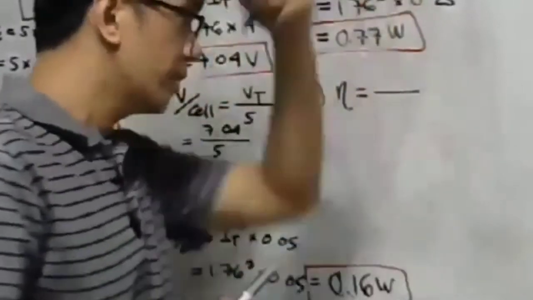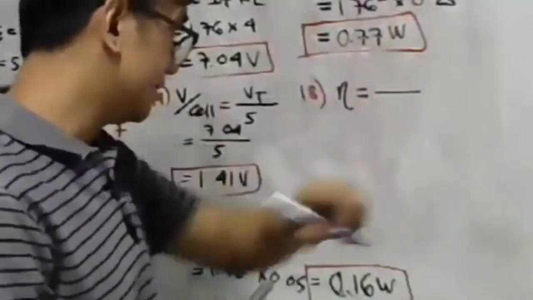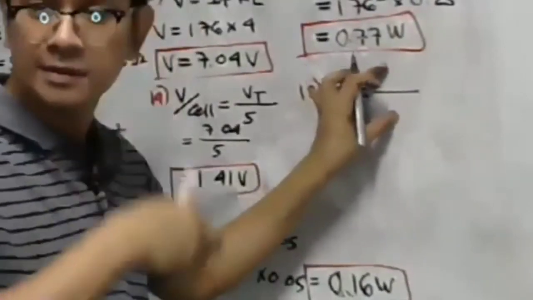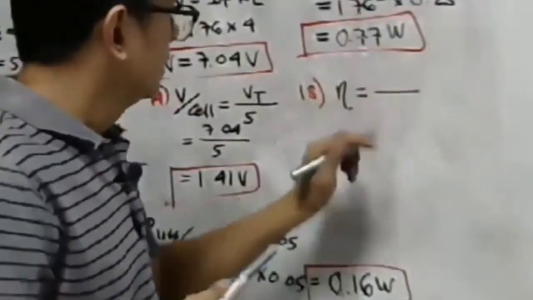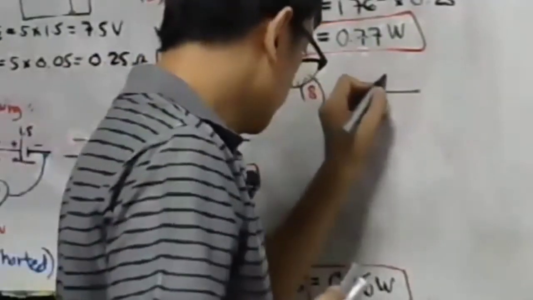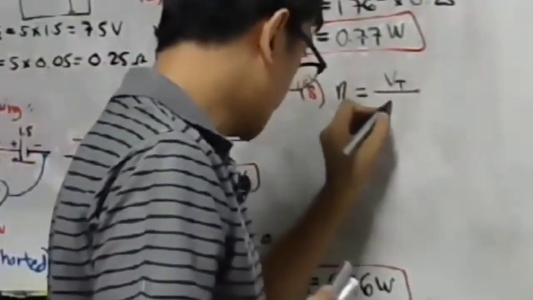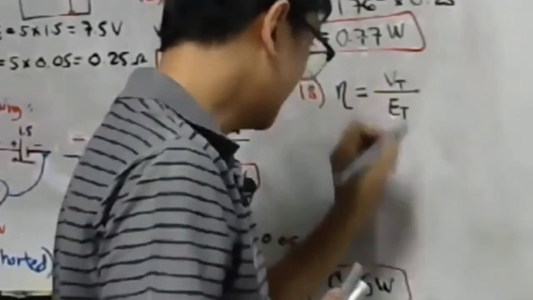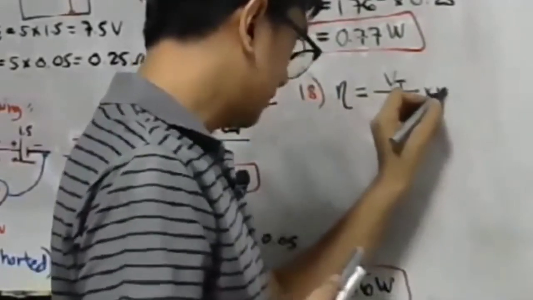Power output over power input. Then the I will cancel out. I taught you that earlier. It's simply equal to VT over ET. That is the easiest. Times 100%.